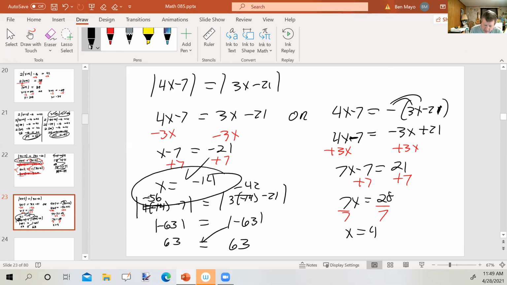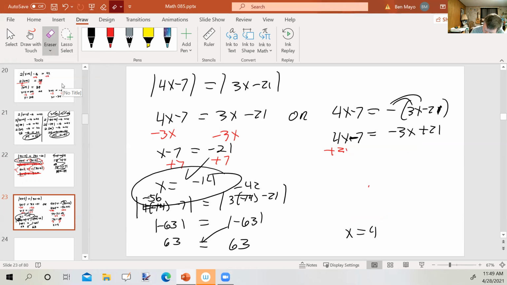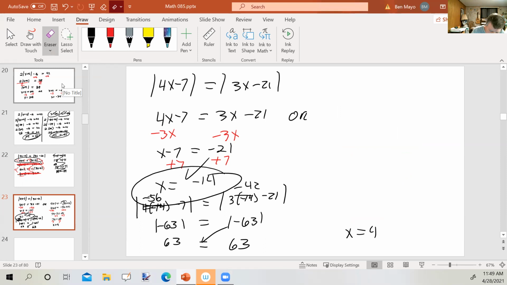Okay, I've run out of room here to check my work, so I'm going to go back and erase some of this so that I can check my solution without having to go to the next screen.